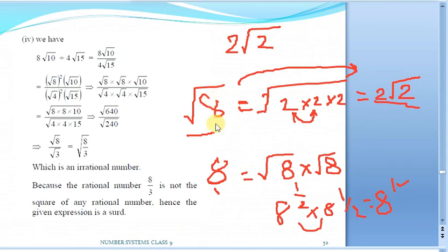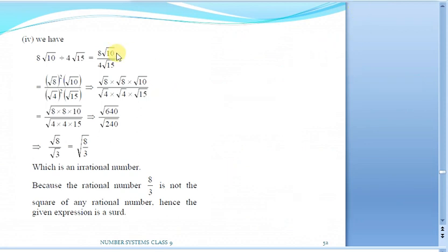These forms will be very useful when we come to the simplification part of surds. So let us take this example using this one. We have already simplified it, but we shall do it in a different way. Now see, this 8 root 10, can I write this 8 as root 8 into root 8, and this root 10 as root 10 only, and this 4 into root 5? So 4 can be written as root 4 into root 4 multiplied by root 15.